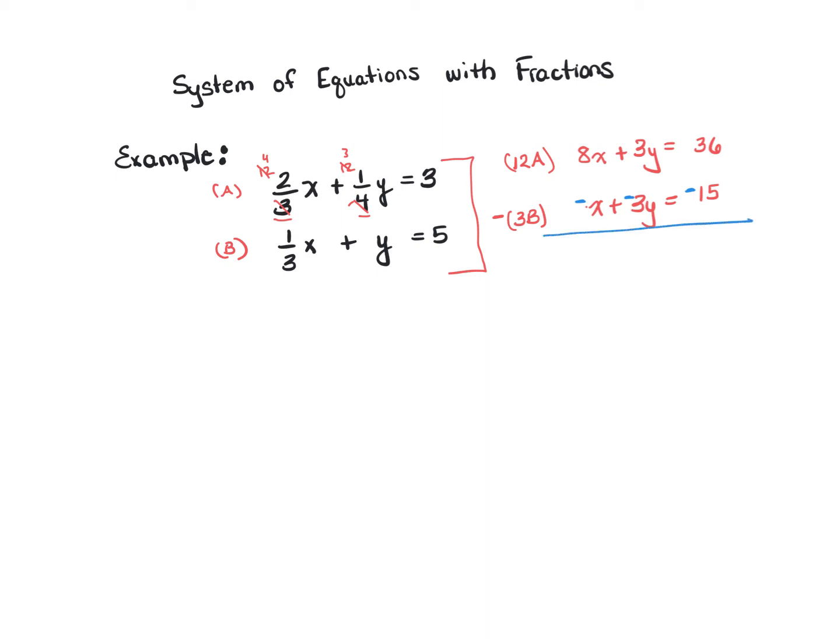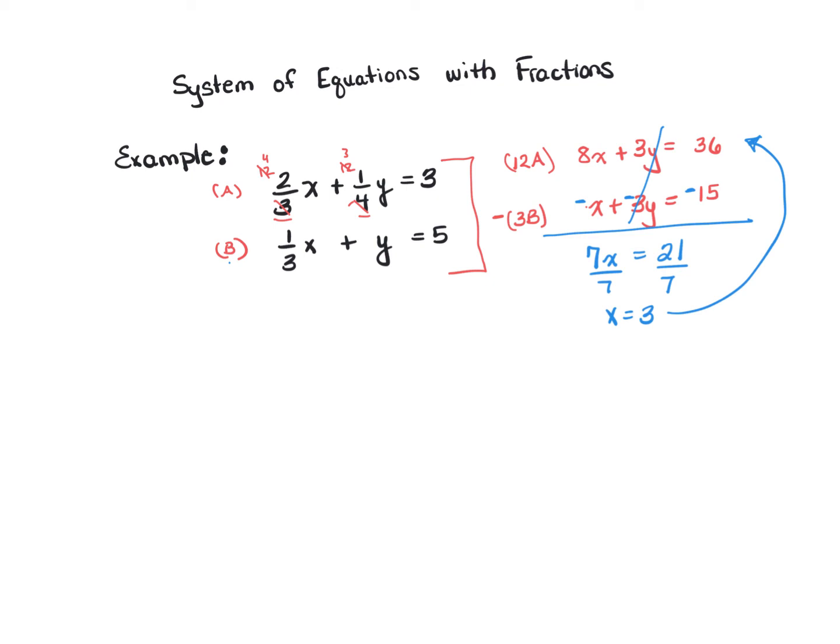Adding these together, 8x minus x gives me 7x. The 3y's add to 0, and 36 minus 15 gives me 21. So solving here, dividing by 7, we get x is equal to 3. So now that we have the 3, we can plug it into either A or B, or if we feel confident that we haven't made a mistake, we could plug in one of these.